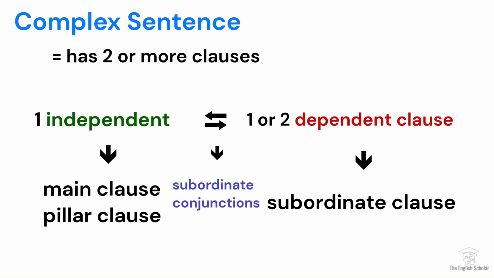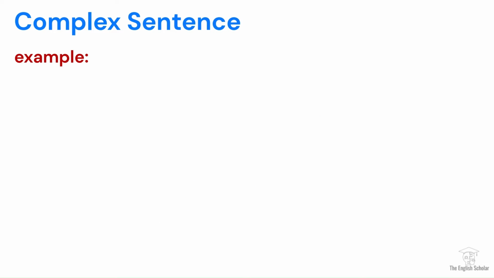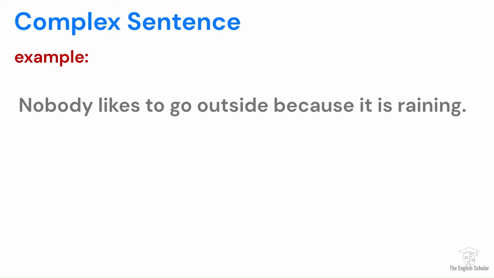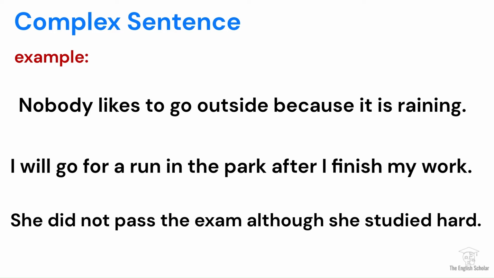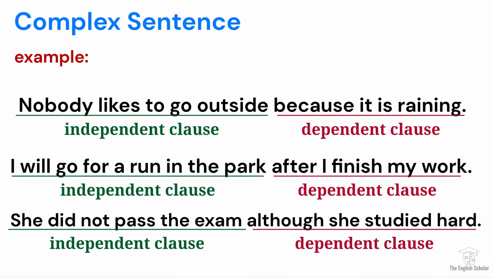Moving forward, let's have an example of a complex sentence. Nobody likes to go outside because it is raining. I will go for a run in the park after I finish my work. She didn't pass the exam, although she studied hard. These complex sentences have two clauses, one independent clause, or the main clause, and one dependent clause or subordinate clause.